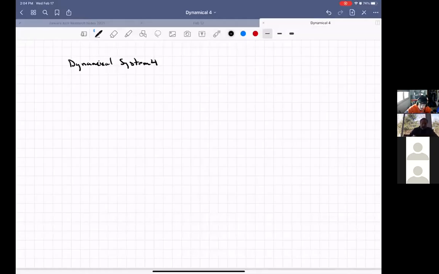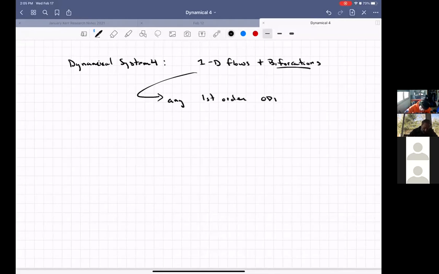Okay, so we're talking about dynamical systems theory. This is our fourth class meeting, which is pretty remarkable. Today we're going to do some examples of different bifurcations. So a 1D flow is any first order ODE. So we're usually thinking here something like x dot is some f of x.